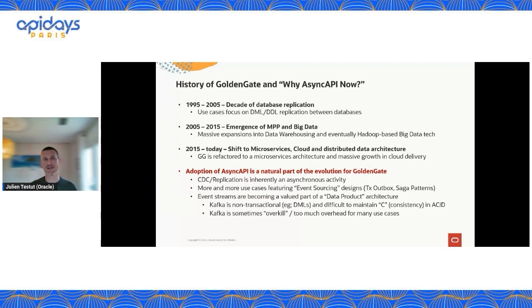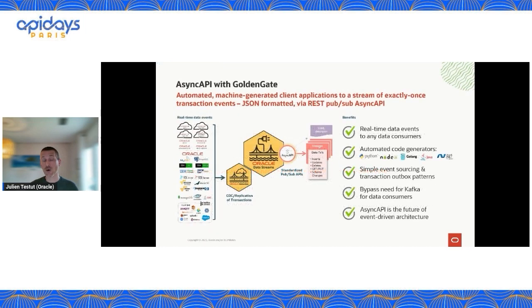And so we believe that Async API is the future of event-driven architecture, and that's why at this point we've decided to integrate with it and create what is called GoldenGate data streams.